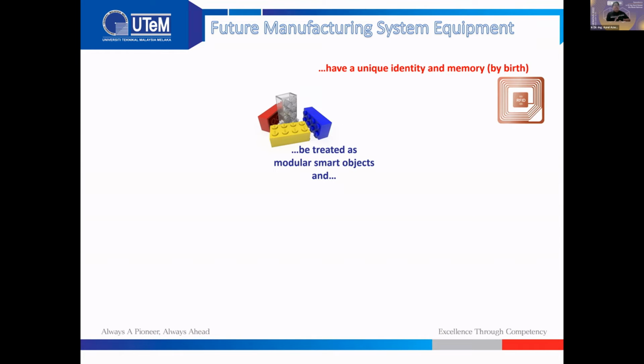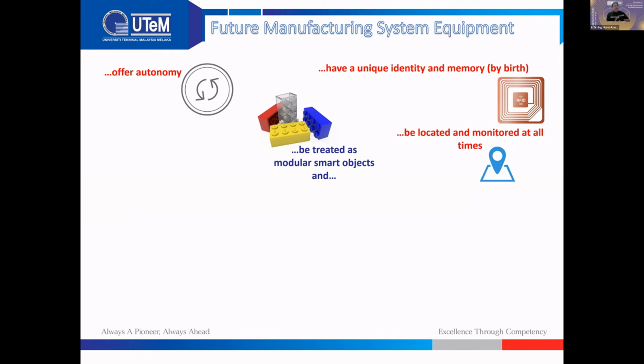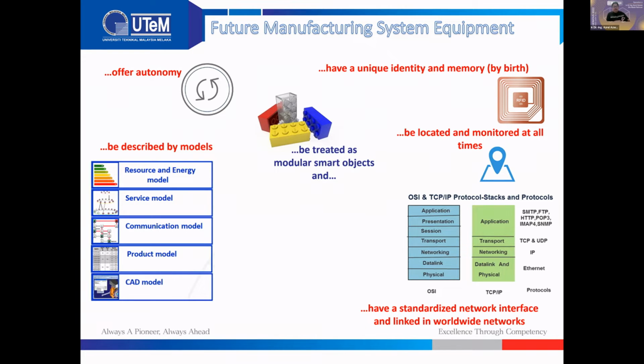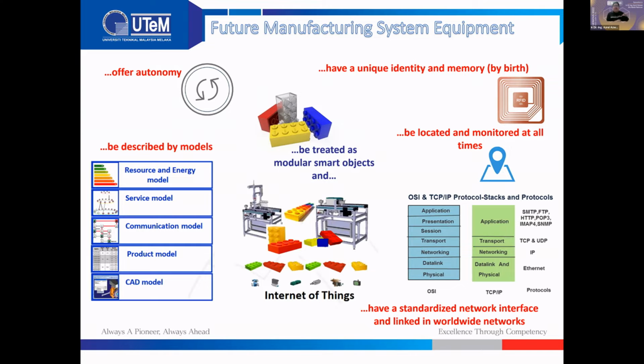So this modular smart object needs to have a unique identity and memory by birth. Then it offers autonomy, can be located and monitored at all times, has a standardized network interface and link in a worldwide network, can be described by a model, and also has all the required technologies that support Internet of Things. So people are looking for manufacturing system equipment to have all these characteristics.